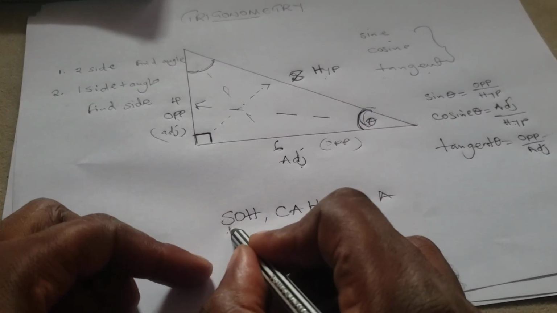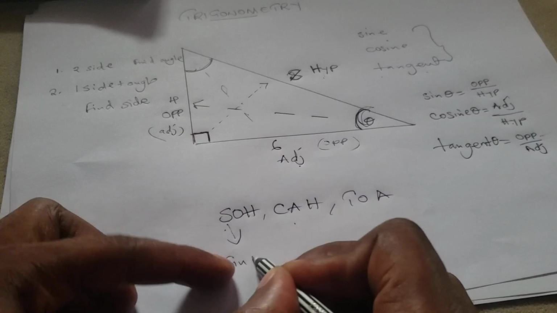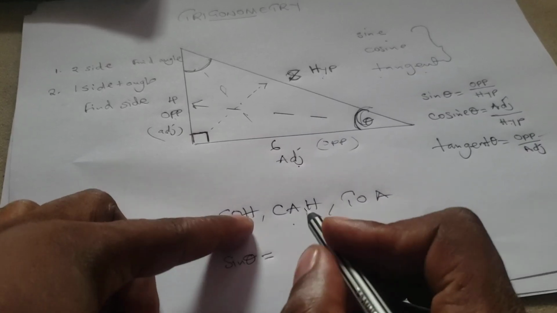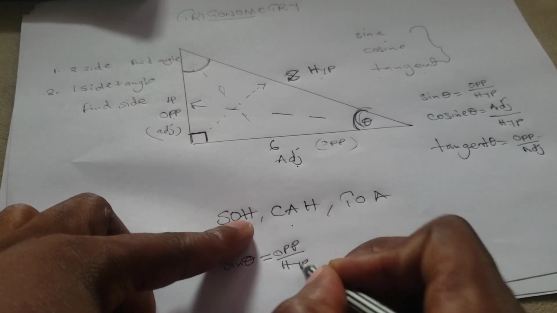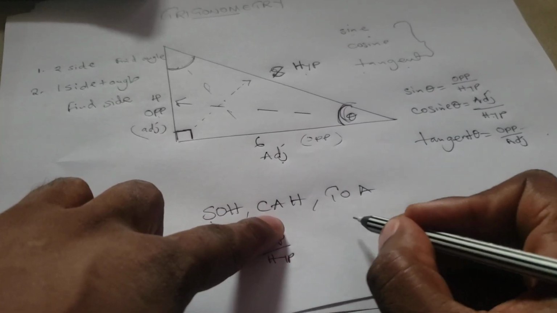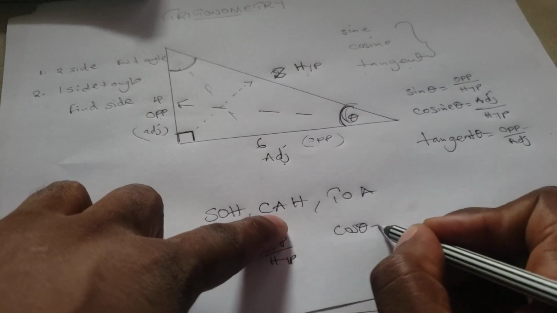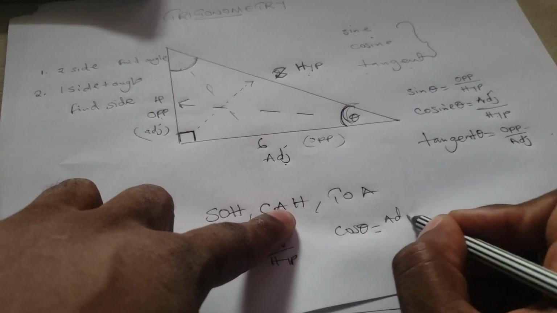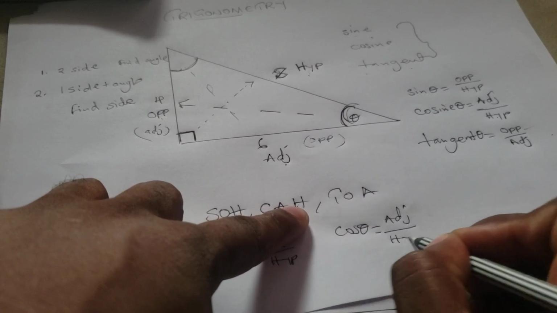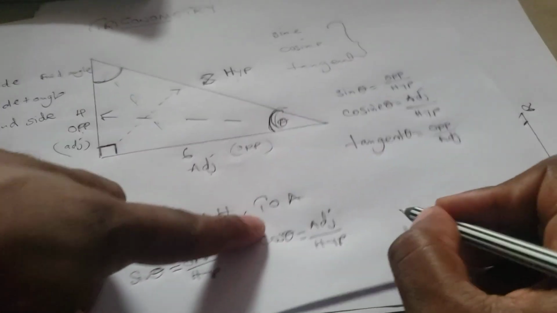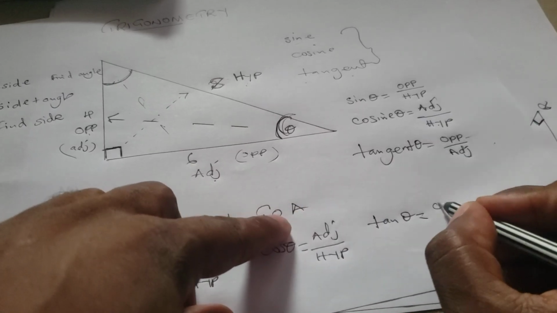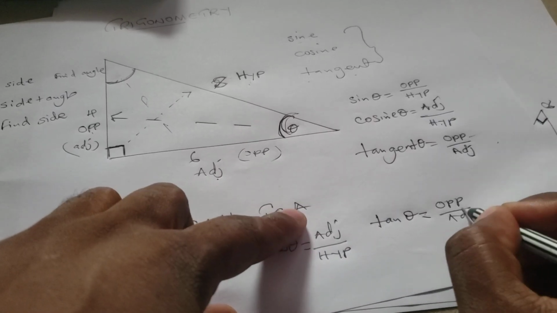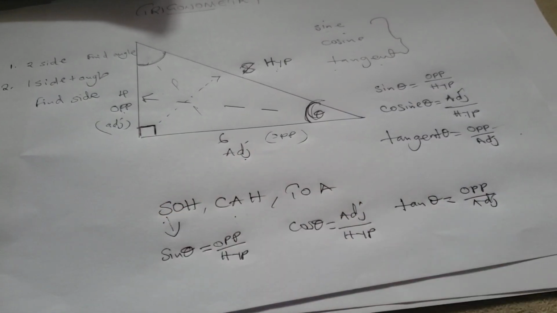This SOH CAH TOA shows that we have sine. So this represents sine, sine theta over O, for opposite, then H is for hypotenuse. Then CAH, we have cos theta equal to A for adjacent and H for hypotenuse. Then TOA, we have the tangent, which is tan. So we say tan theta is equal to opposite over adjacent. That's how SOH CAH TOA works.